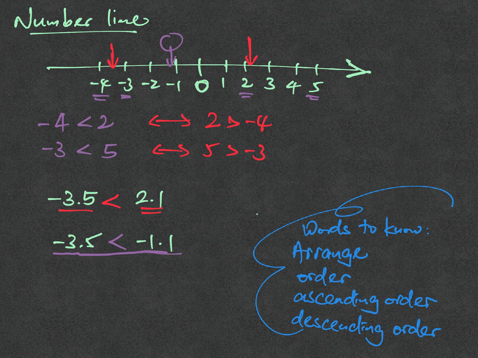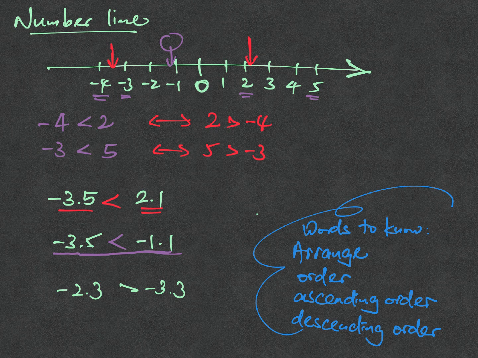Shall we have the final challenge? Yes, I think you will accept it. How about negative 2.3 and negative 3.3? The answer should be greater than this time. So I hope you understand the idea of the number line, and now we can arrange numbers in different orders.